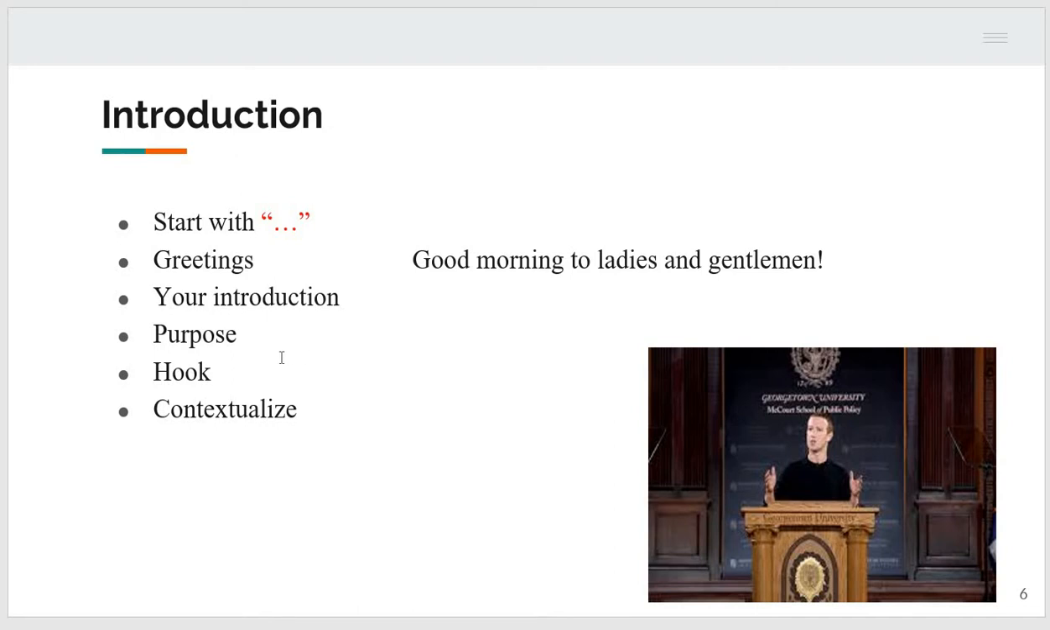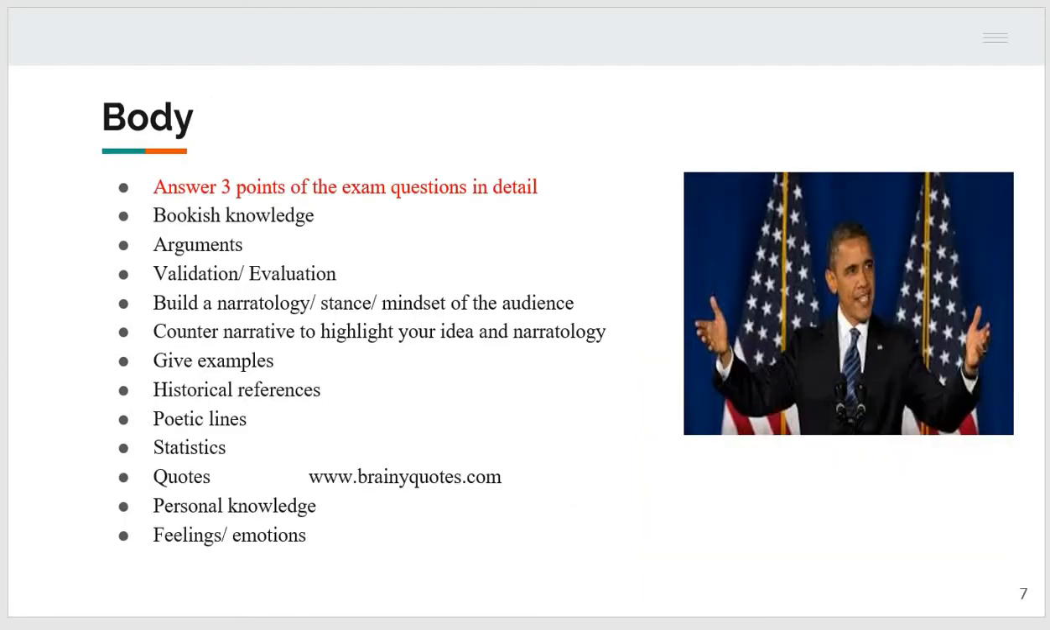Your introduction: purpose of your speech, hook. Hook means capture the attention of the audience. Contextualize, that is, in which context you are going to deliver a speech. Is it a birthday party, or are you informing something? On your right hand side, you can see the speech style of Mark Zuckerberg, who is the founder of Facebook.